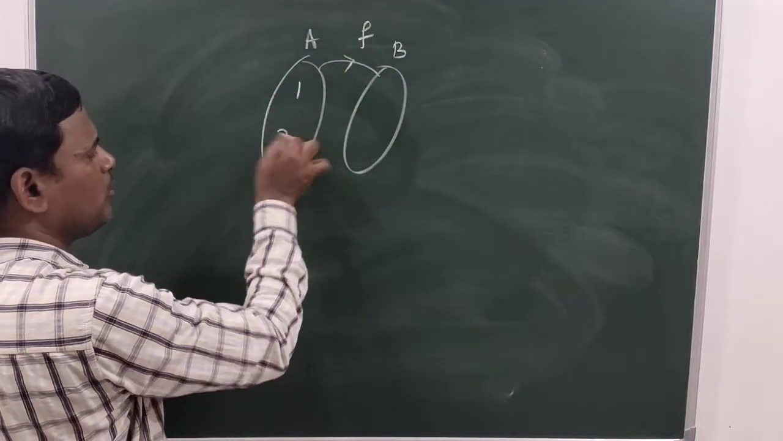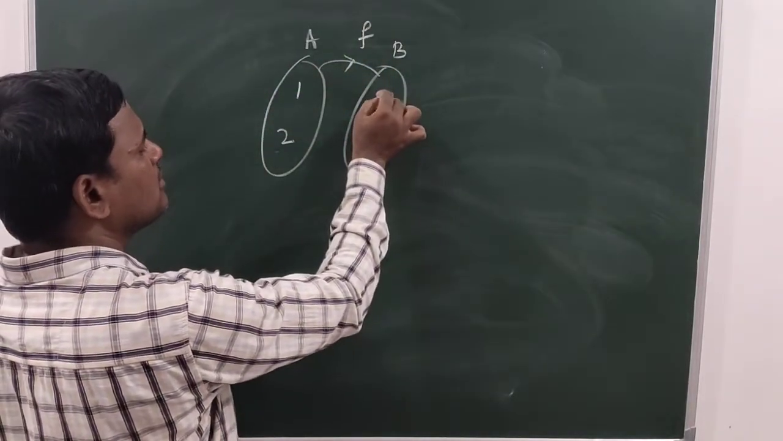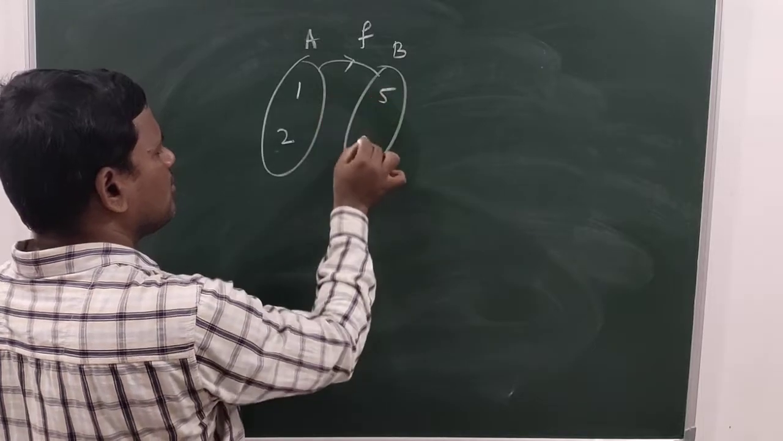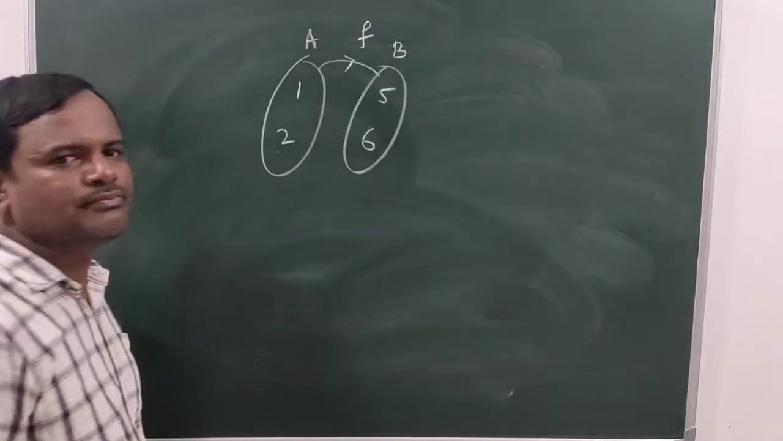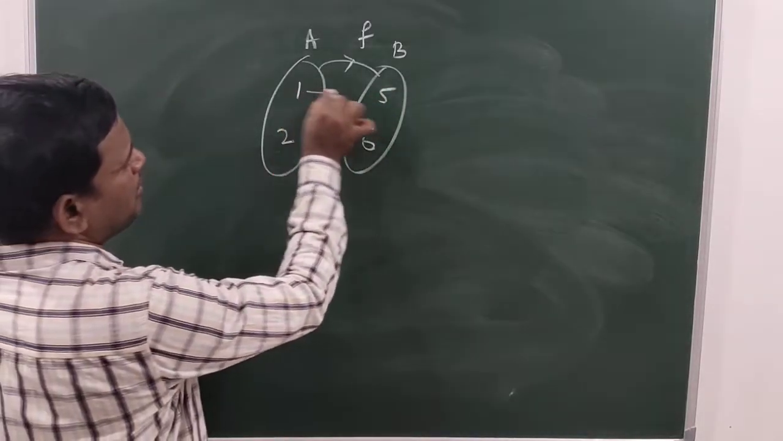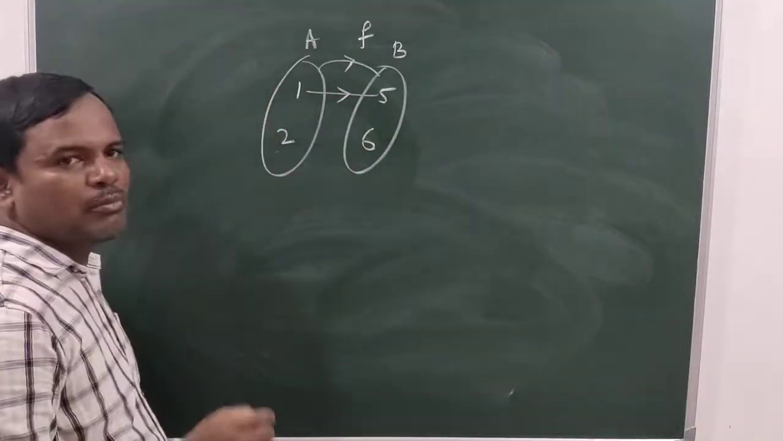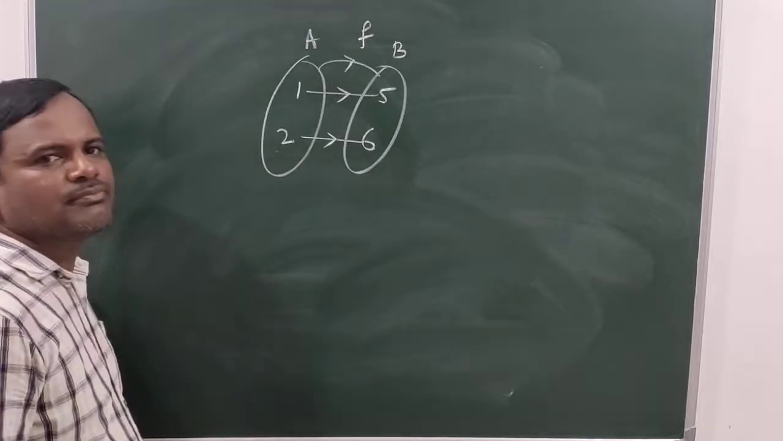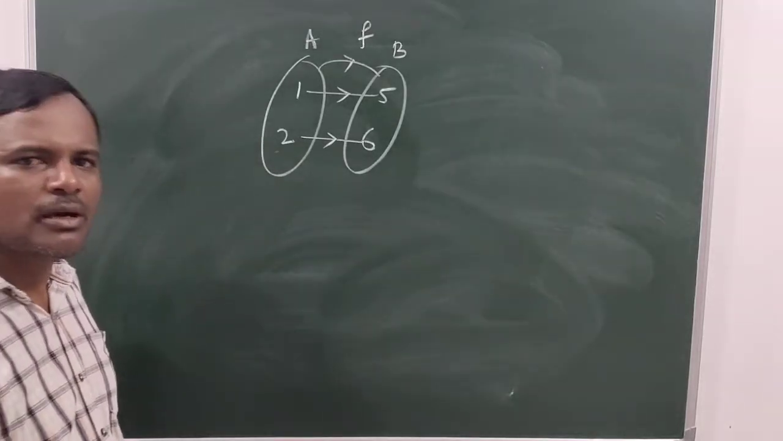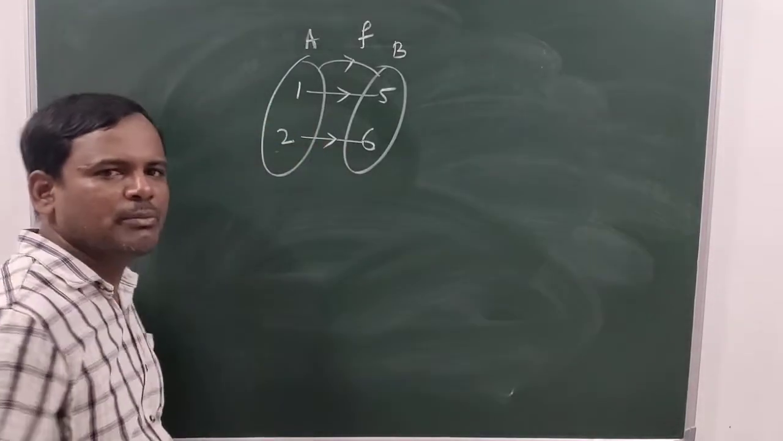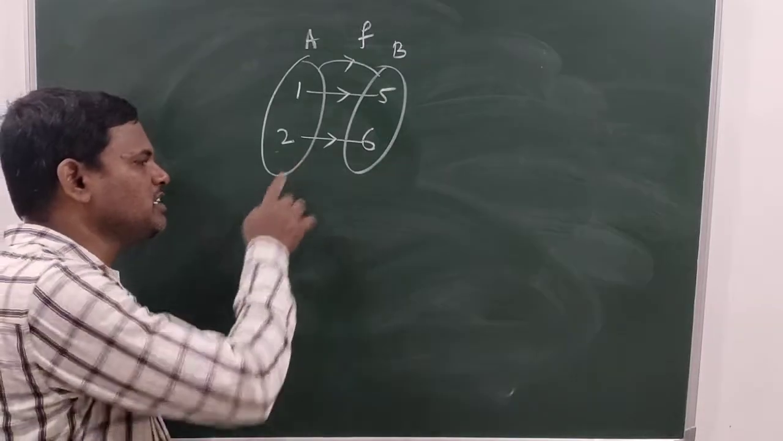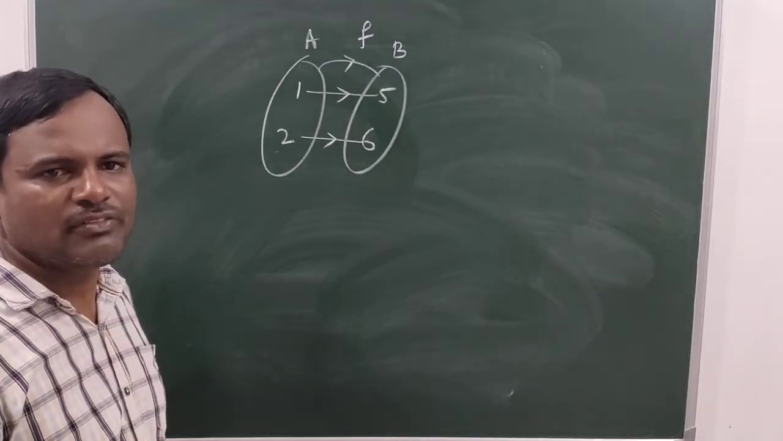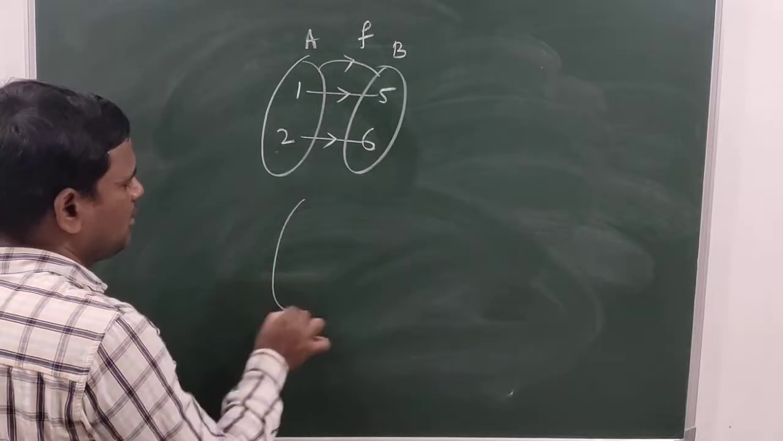Now here you can take two elements, and here you can take two elements. So here 1 maps to 5 and 2 maps to 6. Is this a function? Absolutely. It represents a function because it is satisfying all the conditions of the definition of a function.